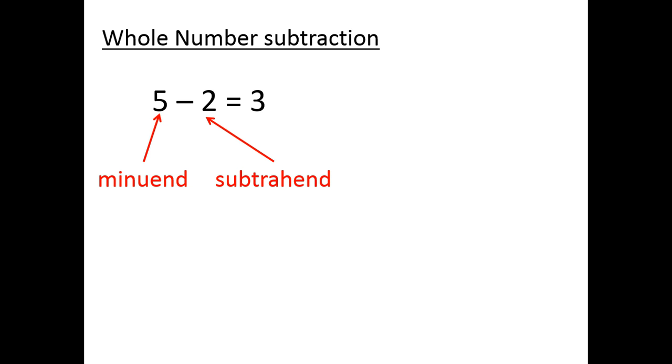So let's extend what we just talked about a little bit to subtraction of whole numbers. If we look at a subtraction problem, a subtraction sentence, we can name the parts of that subtraction sentence. The 5 in this case is called the minuend. With subtraction, we're always going to start with some amount. So we're starting with this 5. And then what we're subtracting is called the subtrahend. And the result of that subtraction is called the difference.